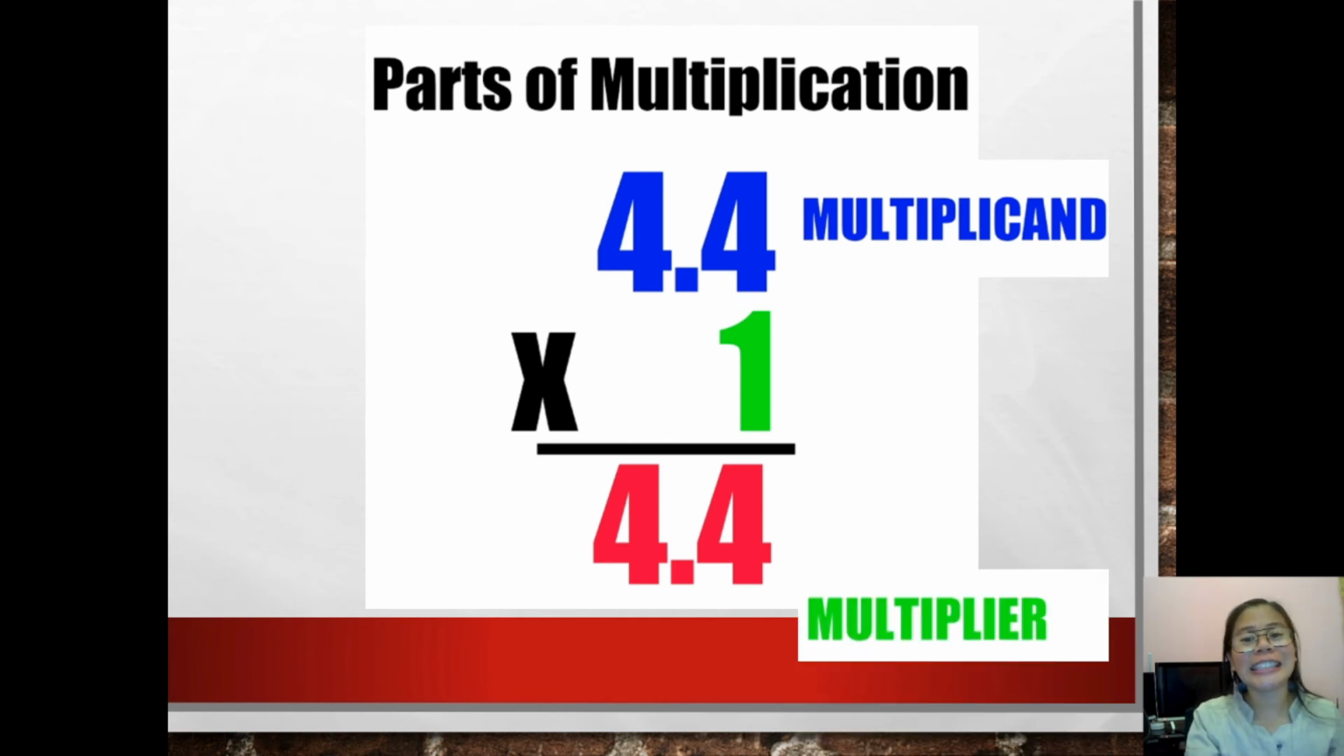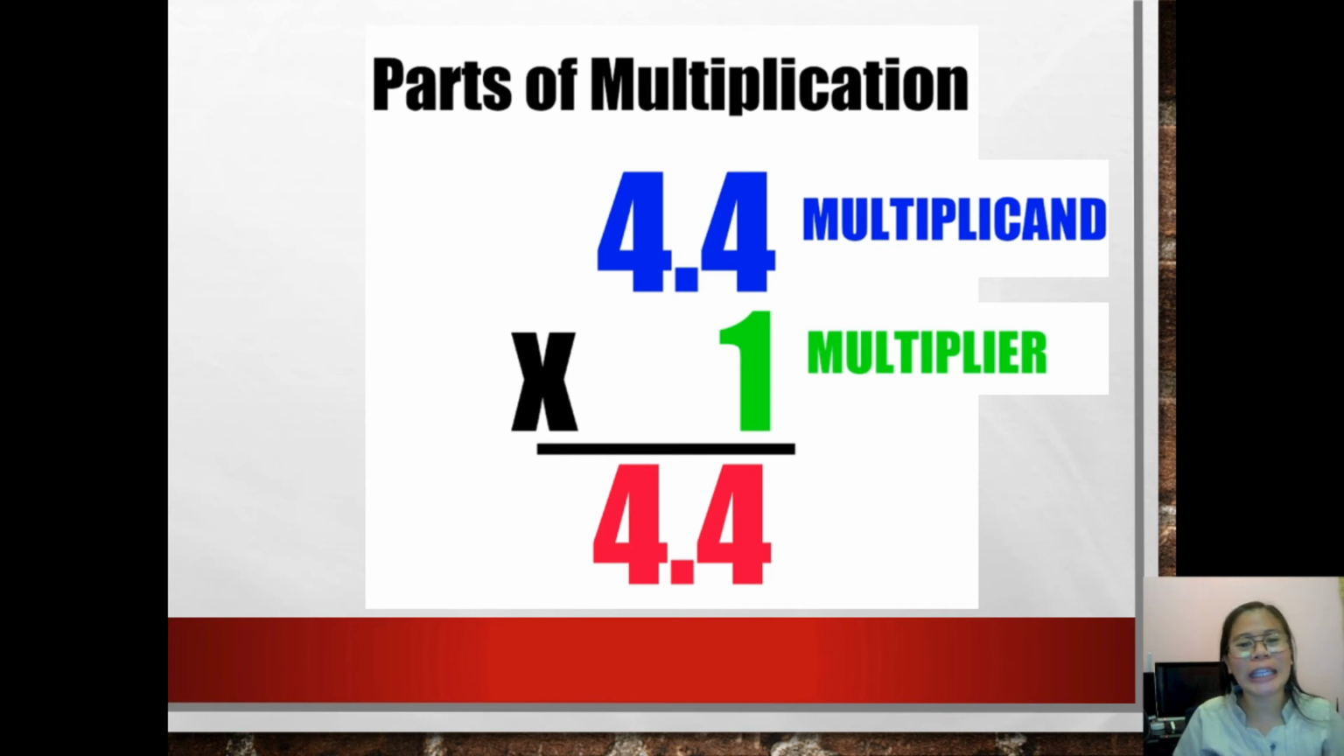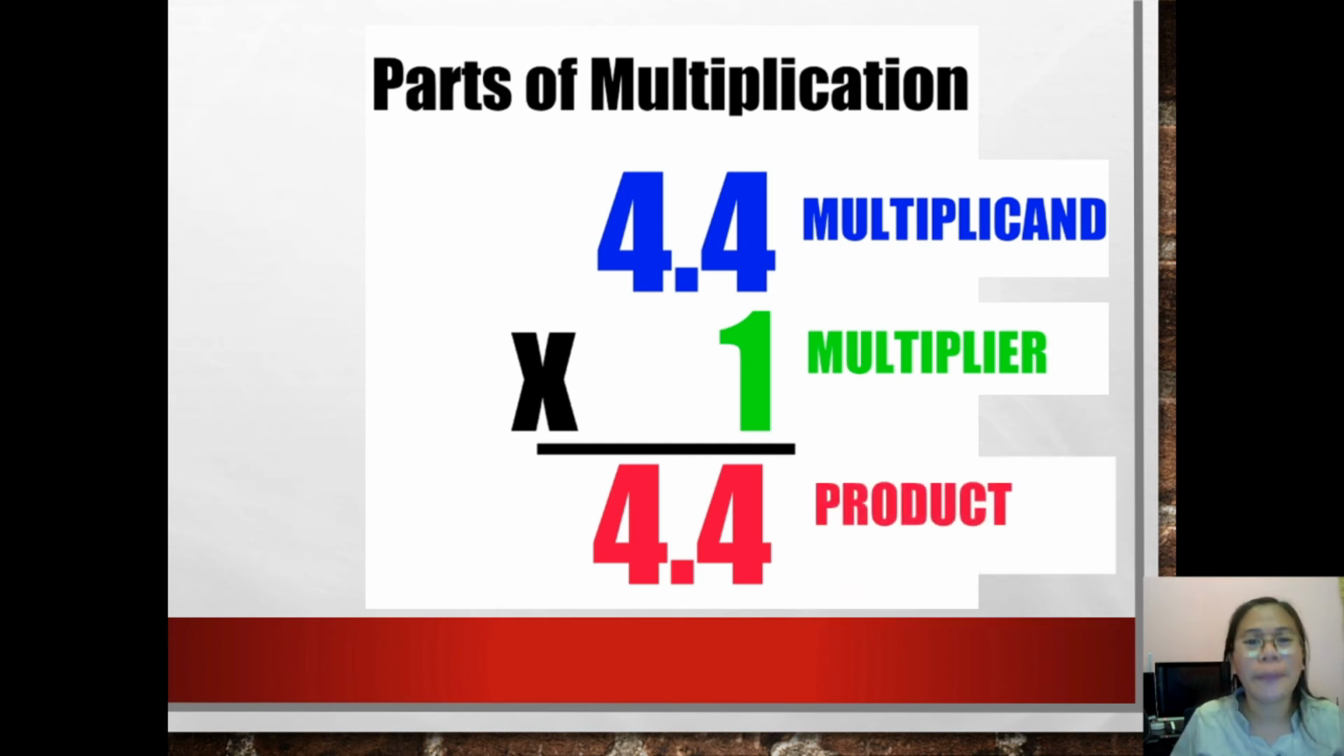Alright, it is very good. It is the multiplier. Okay, next, what do you call the total of the multiplication, the part which has the color red numbers? What do you call the final total value in multiplication? Very good. It is the product. Correct. You got the correct answer.